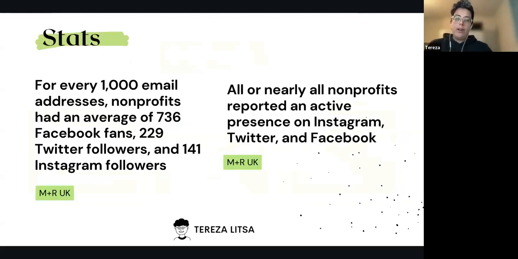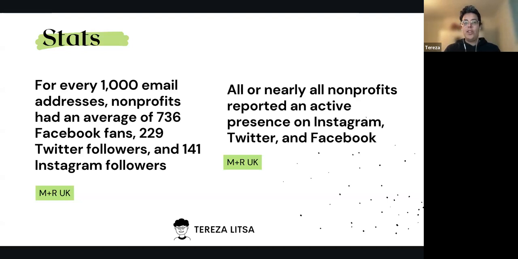Some really interesting stats from a report from MNR UK that was released a few months ago. So for every 1,000 email addresses for nonprofits, there's an average of 736 Facebook fans, 229 Twitter followers, and 141 Instagram followers. That obviously is just the benchmark, but it's really interesting to understand and compare where nonprofits are more active, what the most popular channels are. And also it can give you an idea if you want to see where you are.